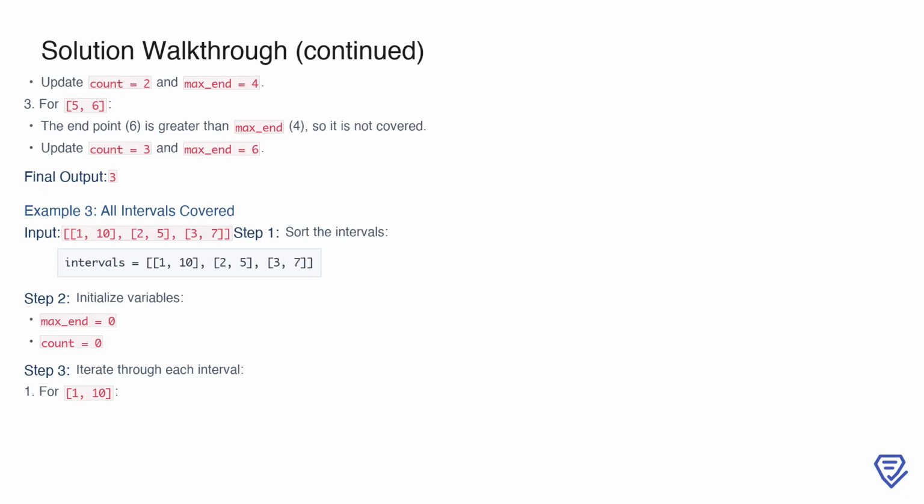Now consider a third example where all intervals are covered. The input is [1, 10], [2, 5], [3, 7]. After sorting, the intervals remain the same. We initialize max_end to 0 and count to 0 as usual. Starting with the first interval, [1, 10], its endpoint, 10, is greater than max_end, which is 0. This means [1, 10] is not covered. We increment count to 1 and set max_end to 10.